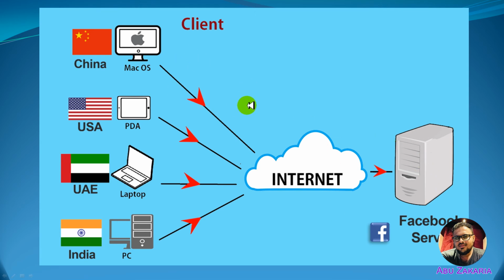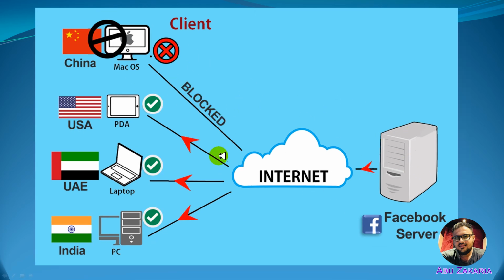So as you know, Facebook is banned in China. The Facebook server responds, but it detects that the IP address belongs to China, so it doesn't give access or any information to the guy who's sitting in China. So he's unable to access Facebook information. He tried to log in, but he is blocked.